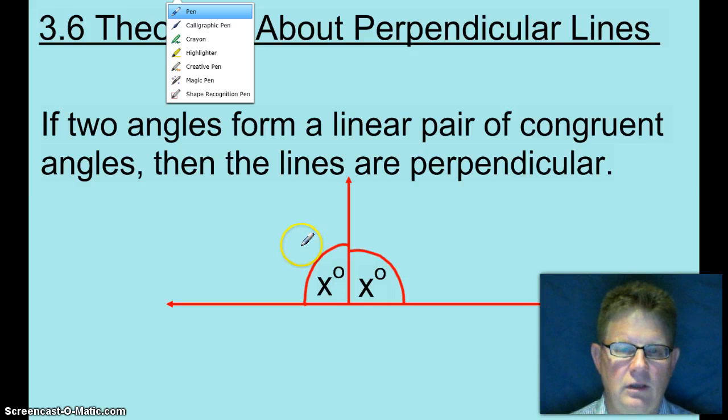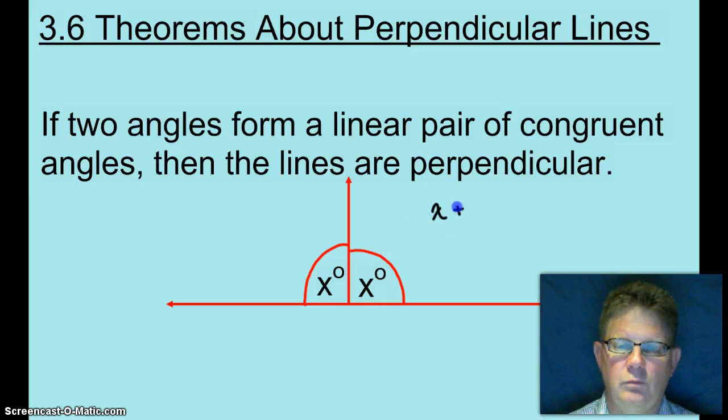What you've got here is two angles that form a linear pair because their non-common sides are a straight line. The linear pair postulate says if two angles form a linear pair, then they're supplementary. So our equation is x plus x equals 180.